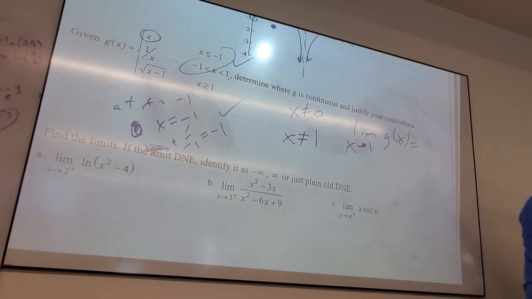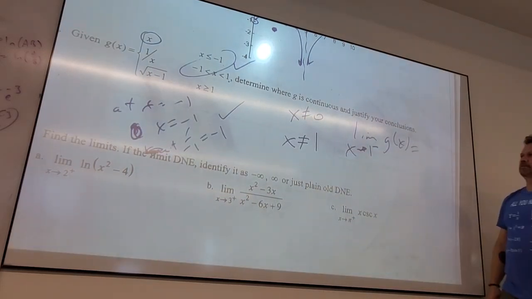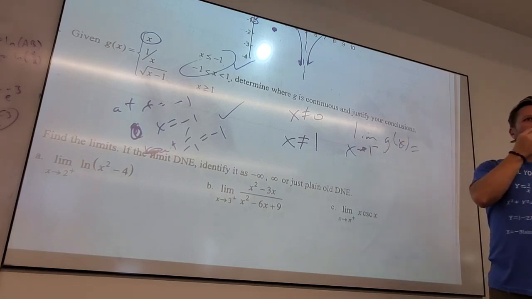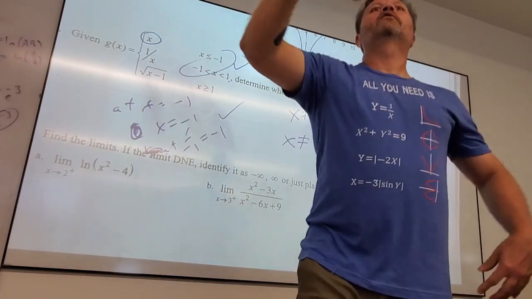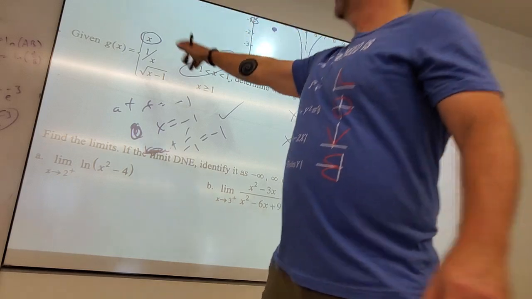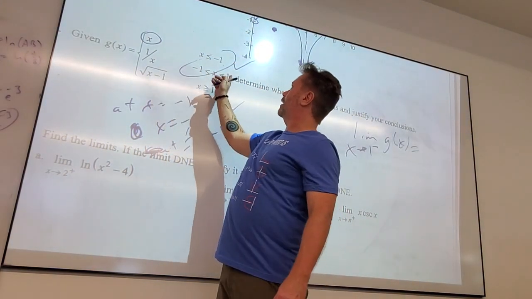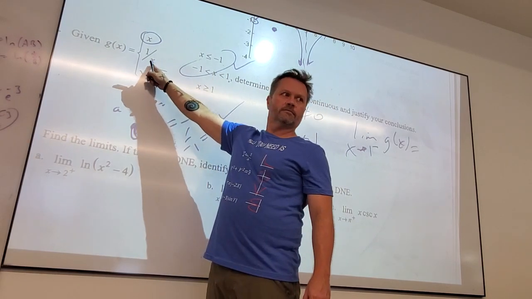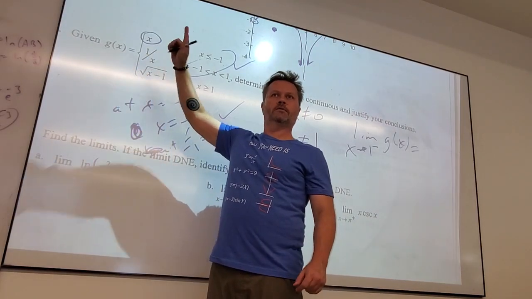Let me be a little more careful. From the left. What's the limit as x goes to 1 from the left? Which function are you going to use? Approaching 1 from the left, which function gets turned on? 1 over x, right? So what's the limit as I approach 1 from the left? 1. When you plug a 1 in, what do you get? 1. So the limit of this is 1.